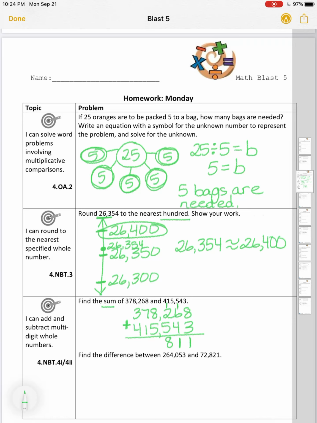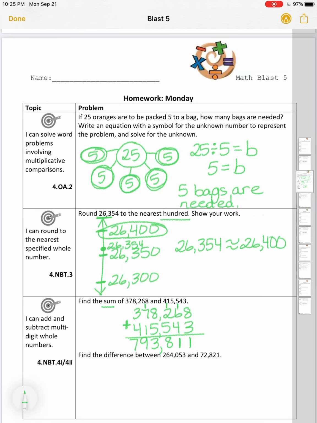I'm in the thousands place now. I have 8 thousands and 5 thousands for 13 thousands. 10 of those thousands are going to bundle and make a 10,000. Now in my 10,000s column, I have 1, 7, and 1. That's 9 10,000s. And in my hundred thousands column, I have a 3 and a 4 for 700,000s. So my sum, the answer to my addition problem, is 793,811.